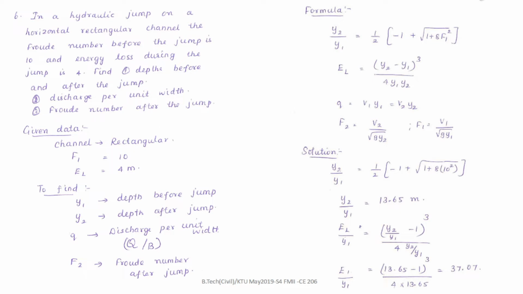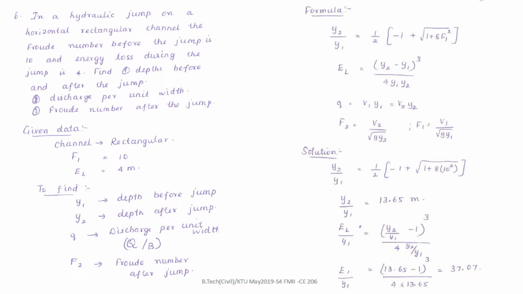If you are writing in the reverse order, that is y1 divided by y2 is equal to half of minus 1 plus square root of 1 plus 8 F2 square. You have to be very clear in this. If you are writing y1 in the denominator, it should be F1. If you are writing y2 in the denominator, it should be F2. Okay, clear?